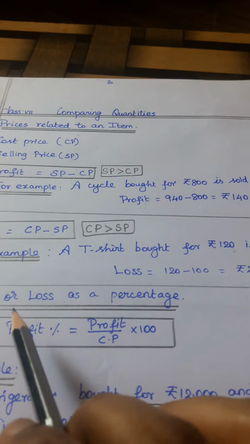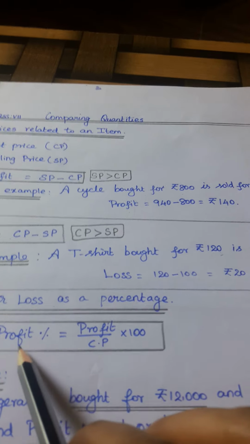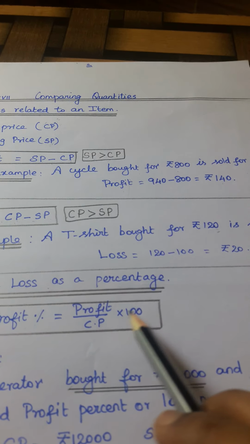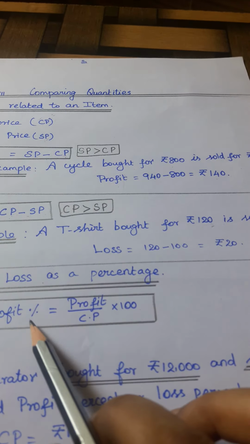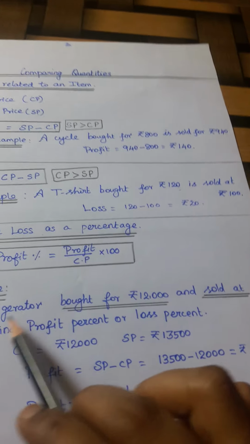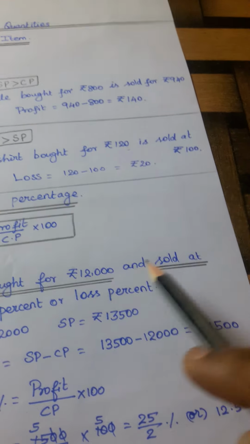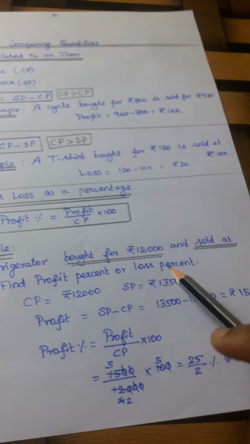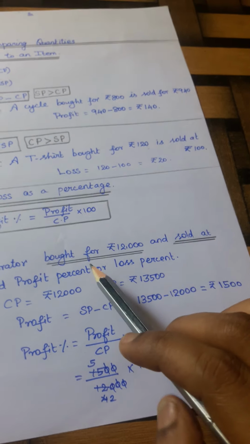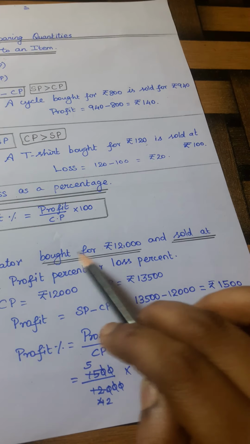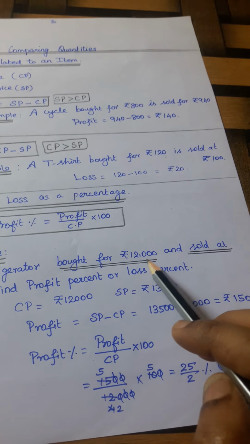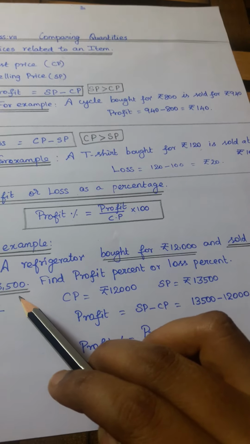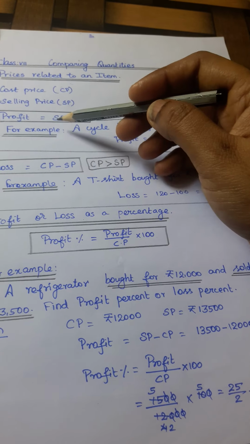Now how to find the profit or loss percentage? With the help of this formula, the profit percentage is equal to profit by cost price into 100. For example, a refrigerator is bought for rupees 12,000 and sold at rupees 13,500. Find the profit percentage or loss percentage. First you check whether this is a profit or loss. Bought for means it is the cost price. So here the cost price is 12,000 and the selling price is rupees 13,500. The selling price is greater, so it must be a profit.